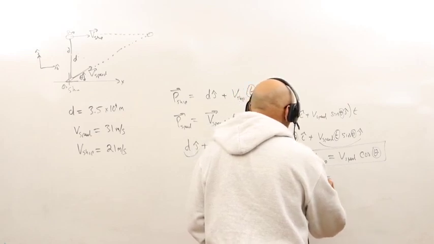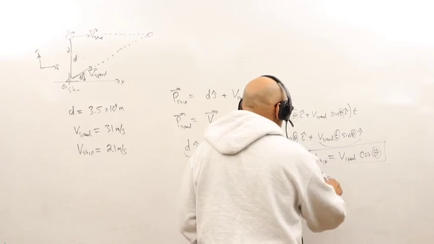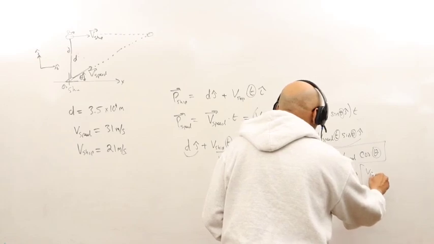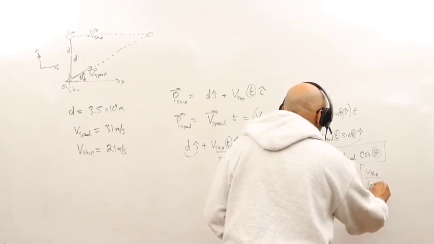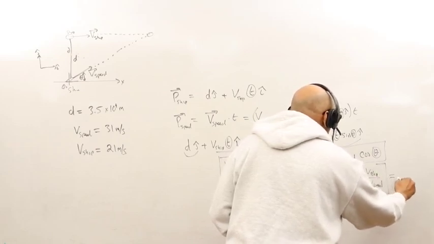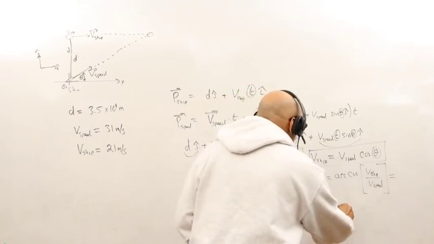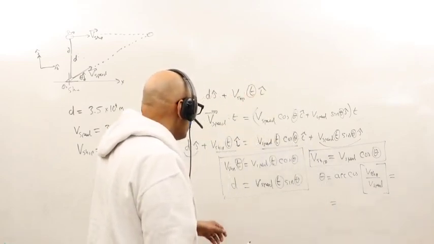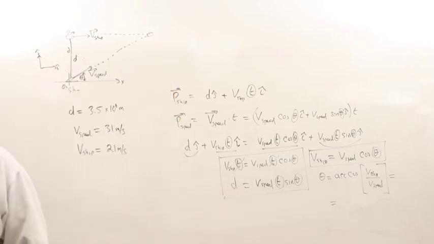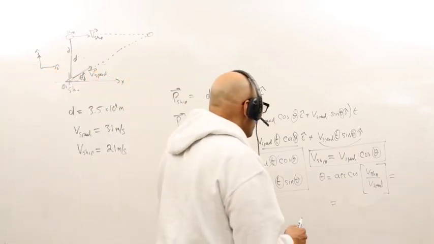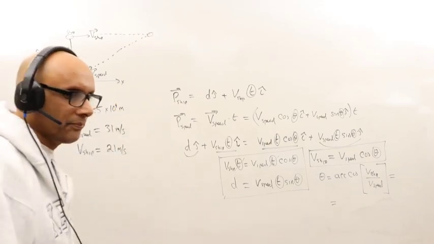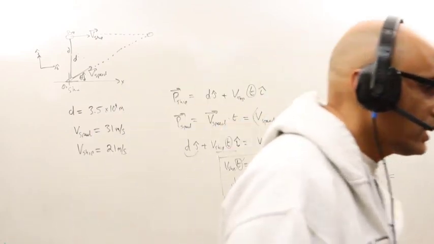Theta is equal to, move this over here, so it's going to be arc cosine of v ship over v speed. Which is equal to, so we'll just plug in numbers directly because it's much faster when you're pressed on an exam. So where is the calculator? Oh, there it is.